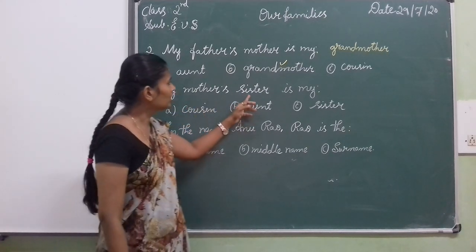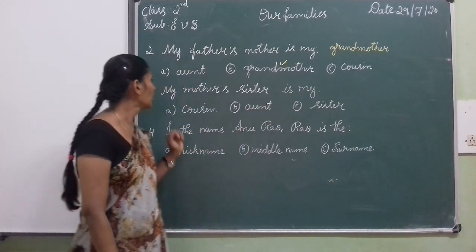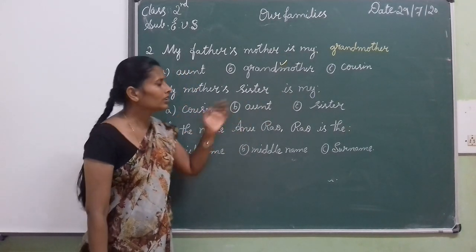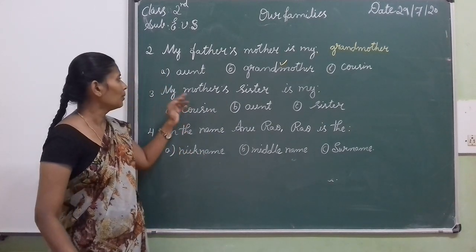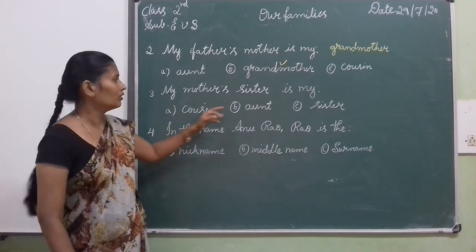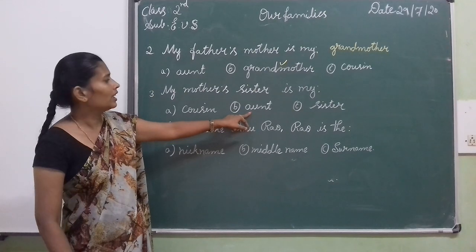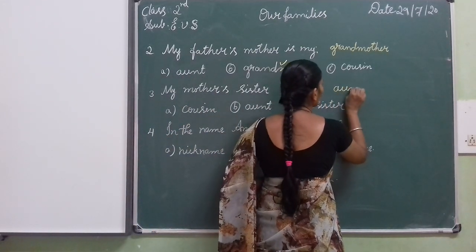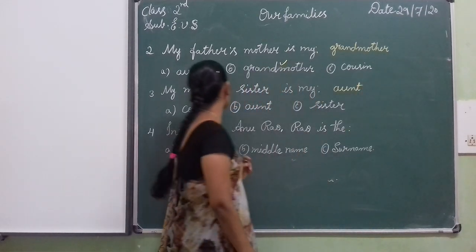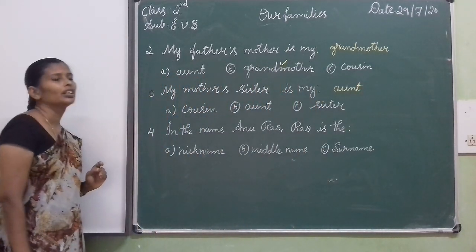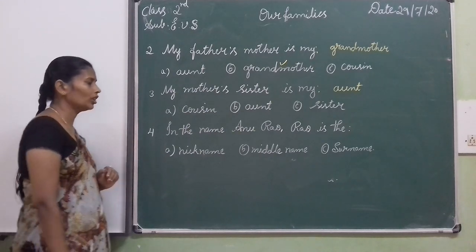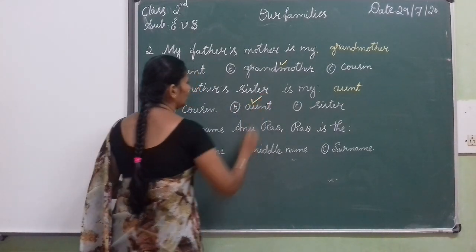My mother's sister is my. My mother's sister is my cousin or aunt? My mother's sister we call an aunt. Right? Aunt. A-U-N-T. Mother's sister is called an aunt. Got it?